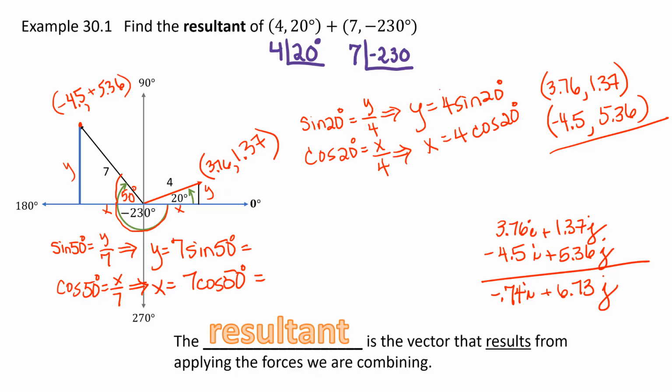6.73j. And if I just use the coordinate pairs, I'll get the same thing. Obviously, negative 0.74 for x and 6.73 for y. All right, and the question is find the resultant, which means the resultant vector. So you are going to have to change this back into polar coordinates.